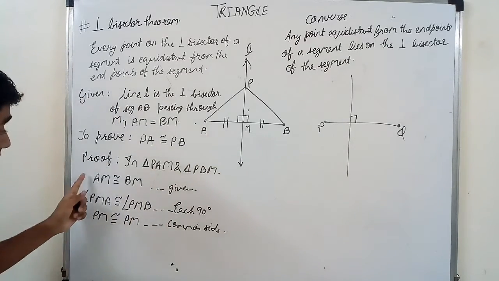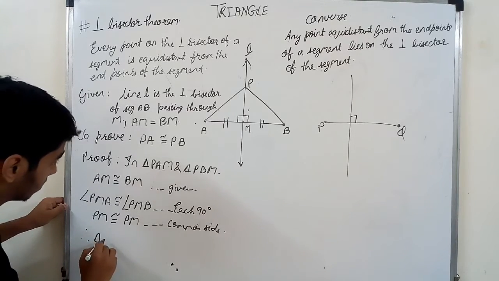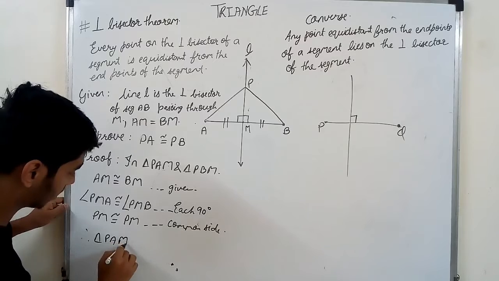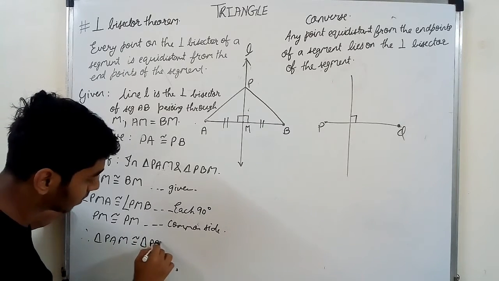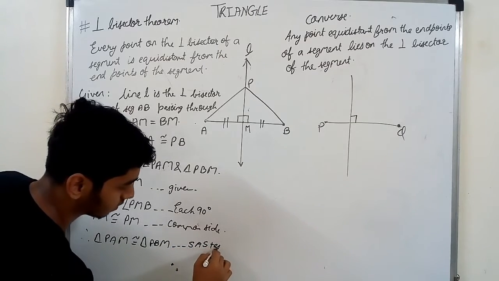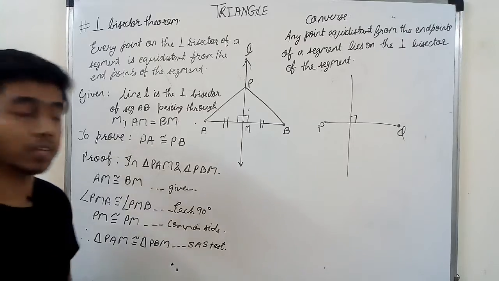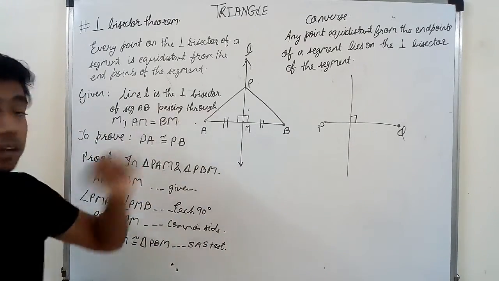So here if you see SAS, therefore triangle PAM is congruent to triangle PBM by SAS test. Yes or no? So I hope you have understood how to prove two triangles congruent in this figure.